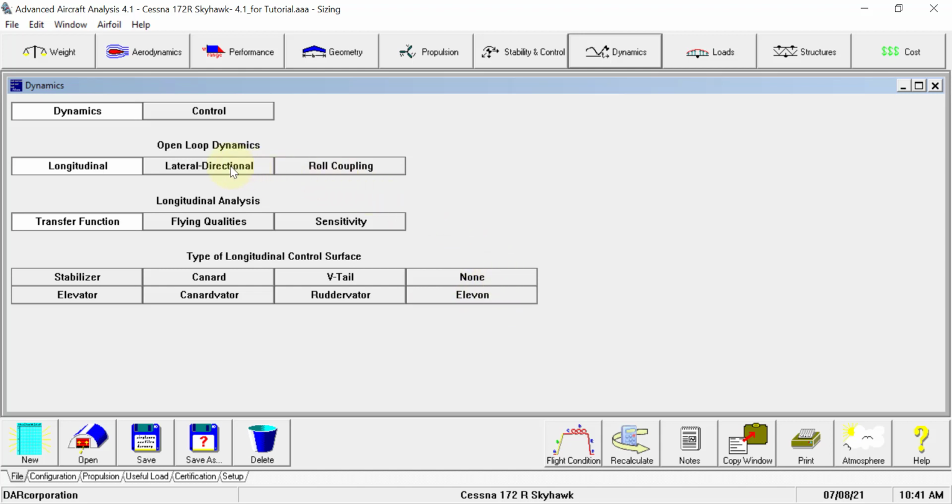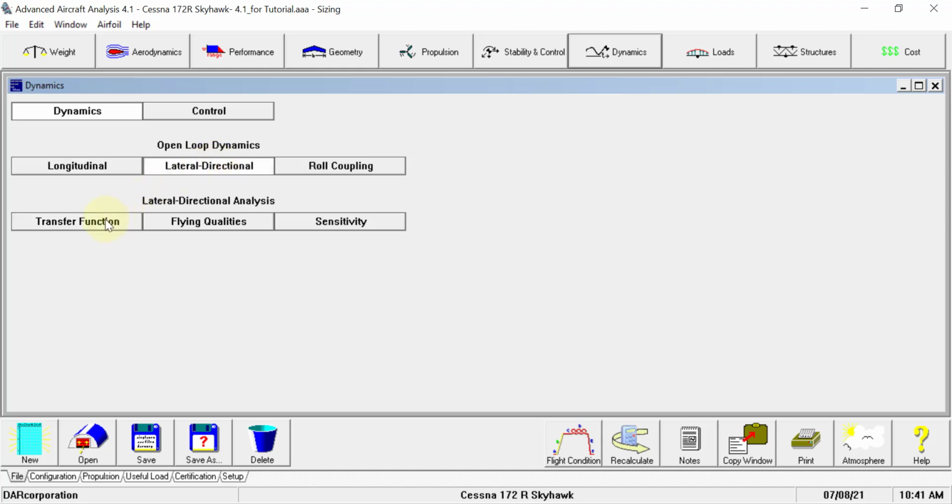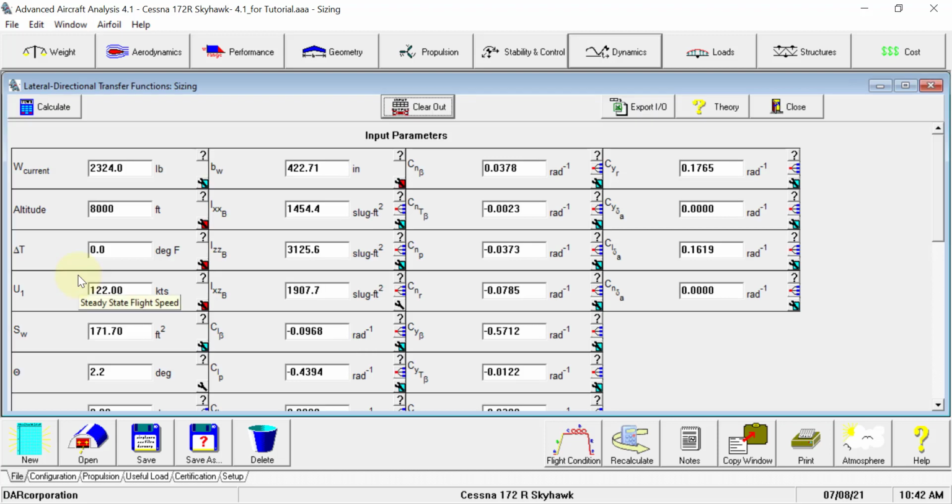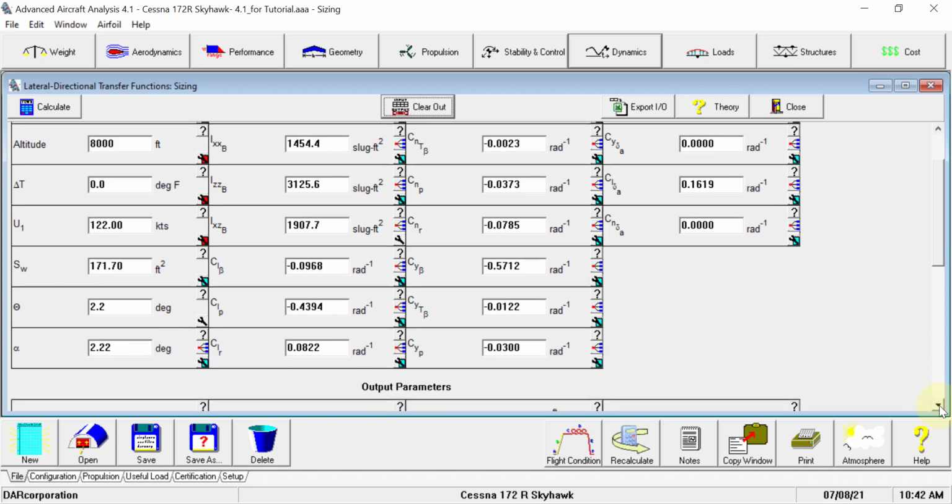So let's look into the lateral directional transfer functions, and then after we will step to the flying qualities. In the lateral directional, we have the same structure, so you can see there's a transfer function. And here for the Cessna 172, we're going to select our lateral directional control surfaces, which are the aileron, the rudder, and none. And they basically work the same way as the elevator. You see a lot of the input is stability and control related. And using the stability and control derivatives, we are going to calculate our output for the aileron.